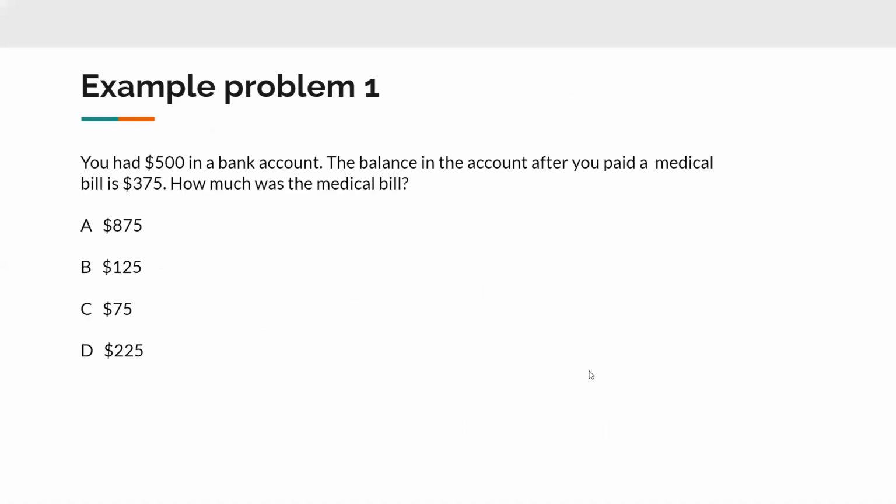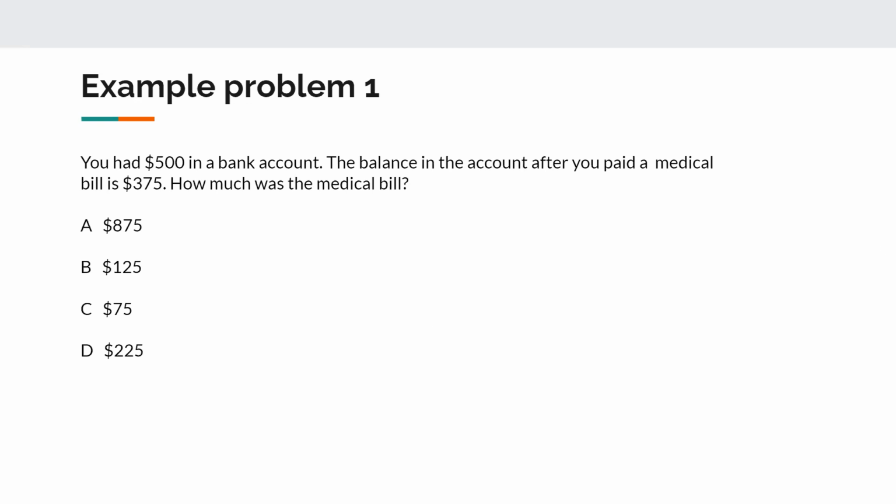Let's go through 3 problems here. We're going to start with kind of the most basic. You had $500 in a bank account. The balance in the account after you paid a medical bill is $375. How much was the medical bill?